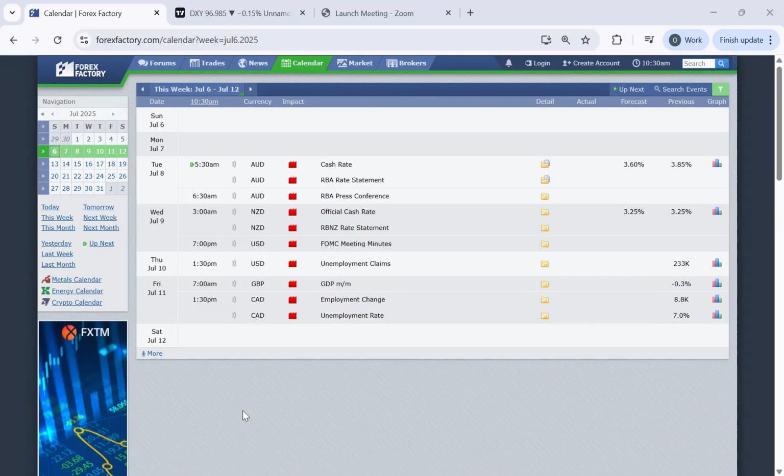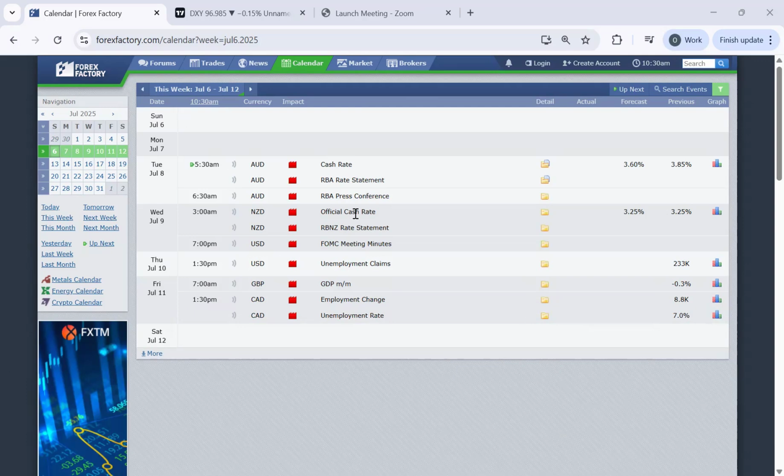I am Yemi Olaleye. I'm a market analyst, and this is the weekly outlook that we have for the markets, ranging from the 7th to 11th July 2025. And let's start with the fundamental outlook, and let's see what the market has for us most importantly in this week.